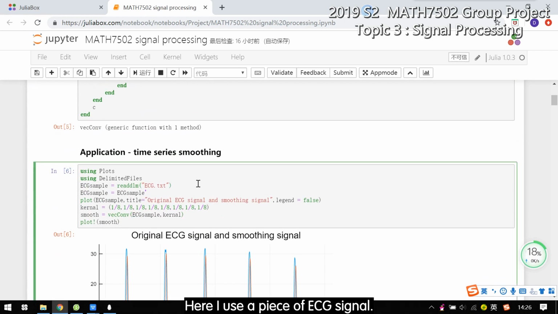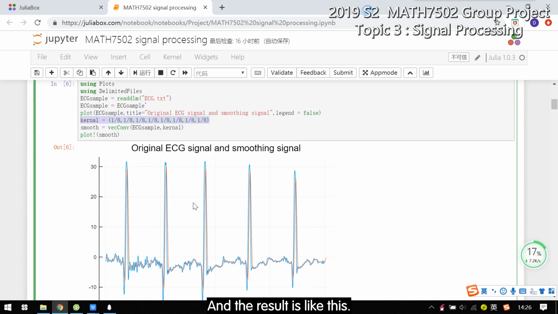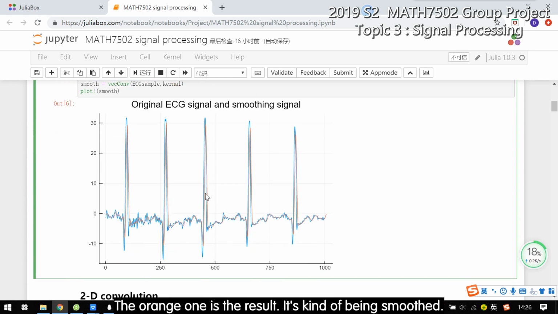Here I use a piece of ECG signal. This is a time series and can be seen as the first vector. And the kernel here is the second vector. I define it like this, it is an average kernel. And the result is like this. The orange one is the result, which is kind of smoothed.